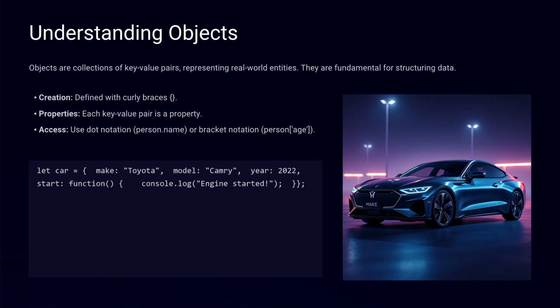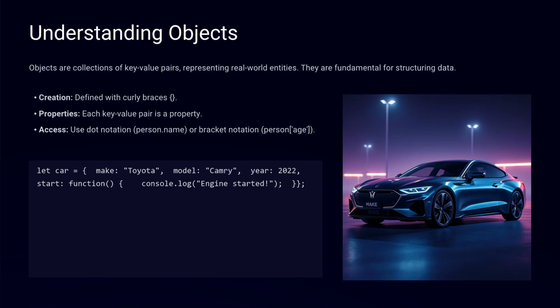Here we write, instead of print like in C languages, in JavaScript or Java we use console.log. Here we use console.log("Engine started"). Now we can access data with car.make or car["year"]. Objects group related data and functions together.